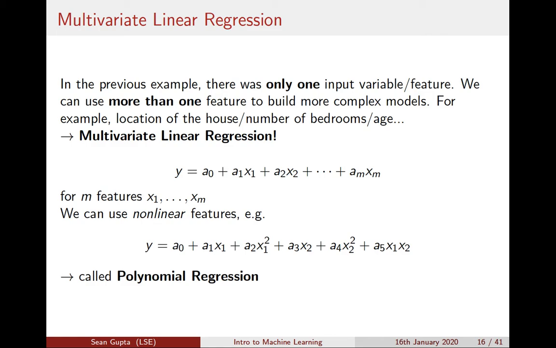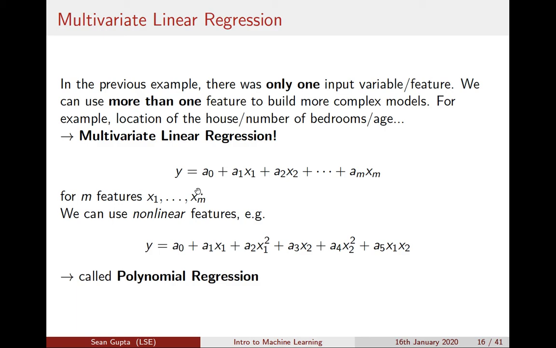Okay, let's get back to linear regression and how we can extend it a little bit. Before, we just had one input feature or one input variable. But of course, we can use more than one feature in order to predict the price of the house. For example, we can use the location of the house. We can use the number of bedrooms it has, its age, and other things. If we do this, our model is called multivariate linear regression, but often people just call it linear regression as well. So let's say our features are x1, x2, up to xm.